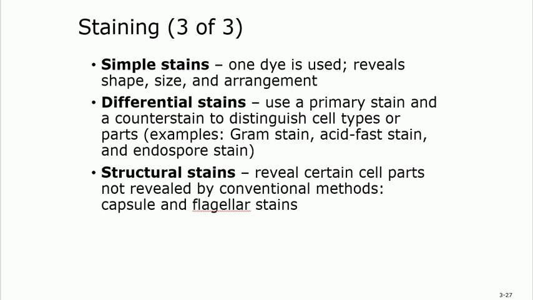Differential stains, you're using more than one. You're using a primary one and a counterstain. And that's why you call it differential. It's more than one. And this one doesn't, like the simple one, show you just the shape, size, and arrangement. This one can show you more details and can distinguish the different parts. You can use something like gram stain, acid-fast stain, endospore stain. So these are different stains. One of them is primary and the other one is counterstain.